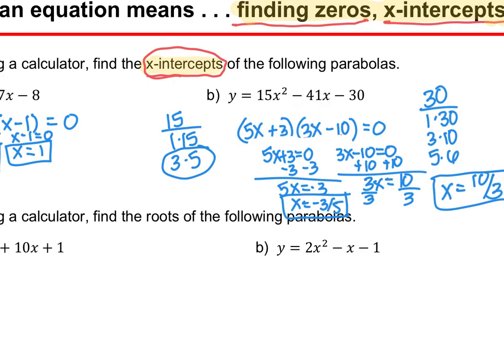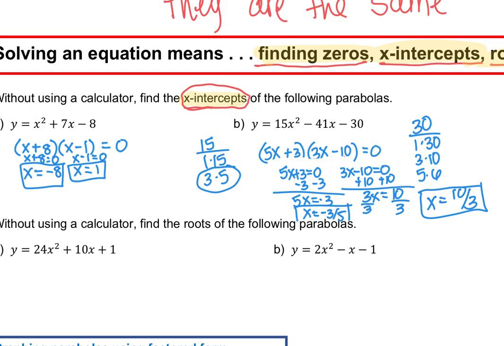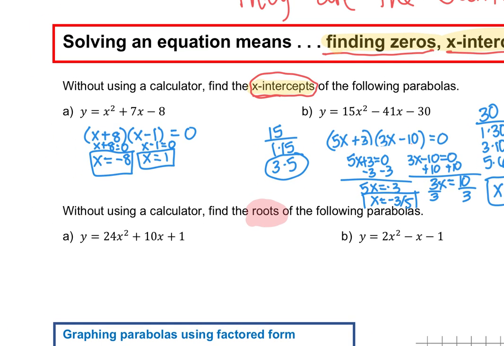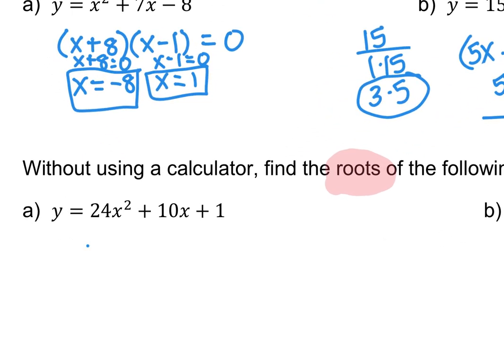Okay, now let's go to the next part. I'm going to erase that right there. Okay, so now it says without using a calculator, find the roots. Well, what are roots? Well, all that means is what? X. So we are going to find x. So let's go ahead and do this. Find the roots. So we're going to do the same thing. Without a calculator, we can't graph it, but we can factor it, right? We can get the factors here.